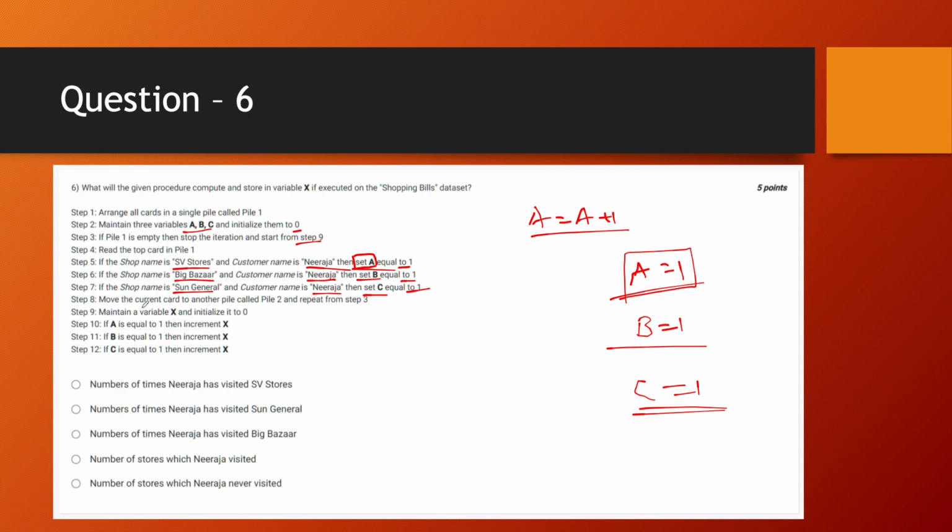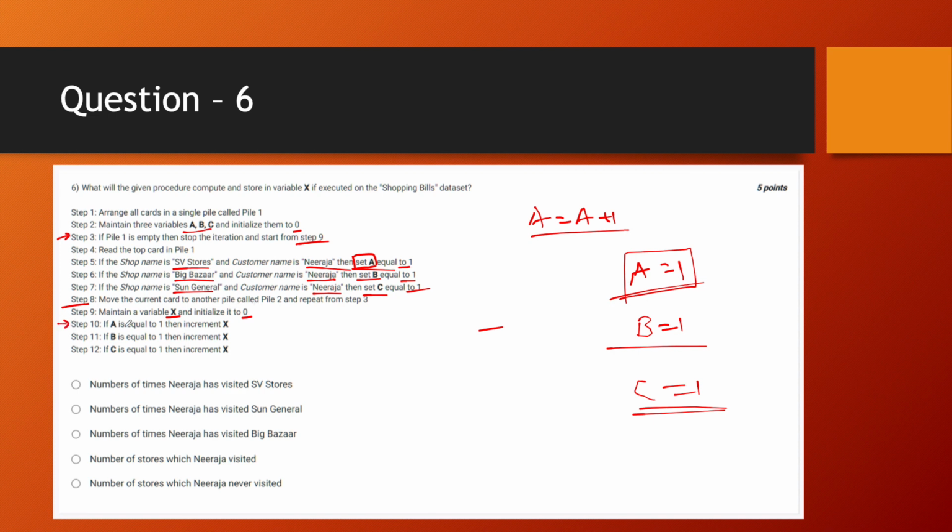Okay, now that we're done with this, we move to step 8 and we see that we move the current card to another pile called pile 2 and then repeat from step 3. So let's say now we are at the last card of pile 1. We are done with this step. We start from step 9. Step 9 states that we have to maintain a variable x and initialize it to 0, which means again x is an integer variable and we initialize it to 0.